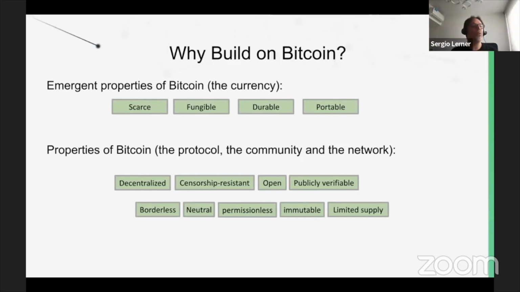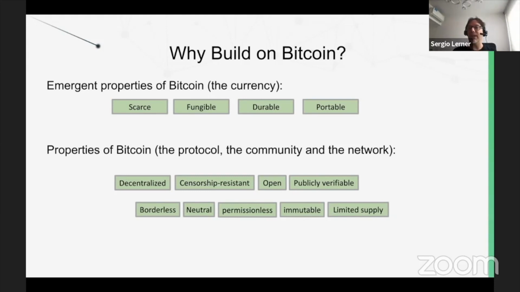To create a new open, decentralized financial system, and that's what we wanted to do in 2016, we needed to build it on top of a store of value, a currency that allows you to be the collateral to create fiat stablecoins and all kinds of DeFi products. So we wanted to build on Bitcoin, and to be a store of value, Bitcoin, as a currency, needs to have certain properties: it has to be scarce, fungible, durable, and portable.